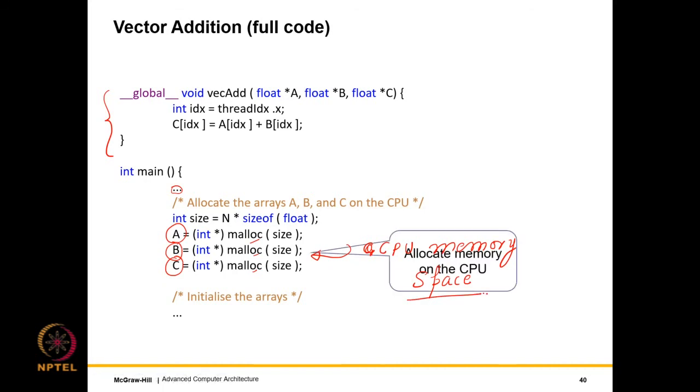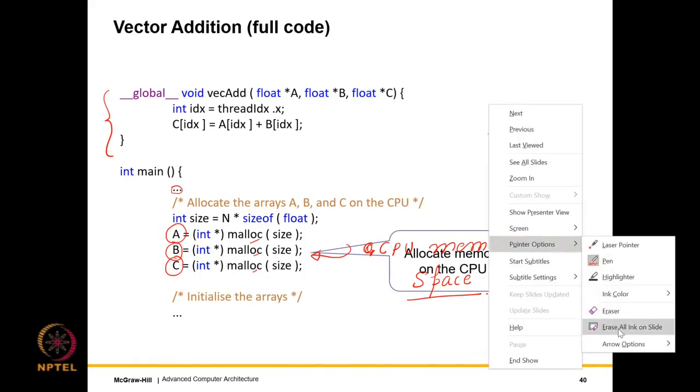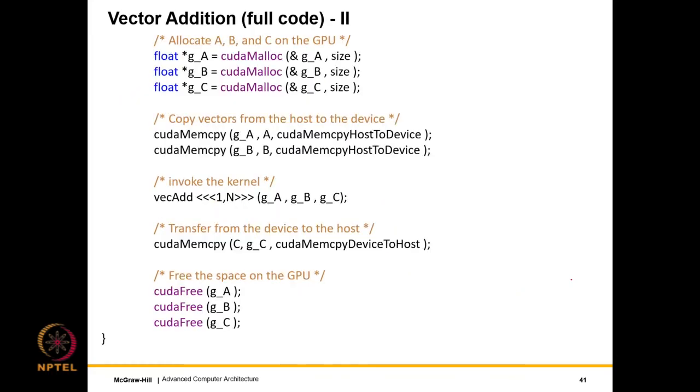Then we initialize the arrays. So we allocate memory on the CPU, we initialize the arrays. Now here is the fun part. The fun begins here: we allocate memory on the GPU and we get a pointer which is as such useless on the CPU, but it is essentially pointed in the GPU's memory space. Instead of the malloc function, we use the CUDA malloc function, which basically allocates an array on the GPU.